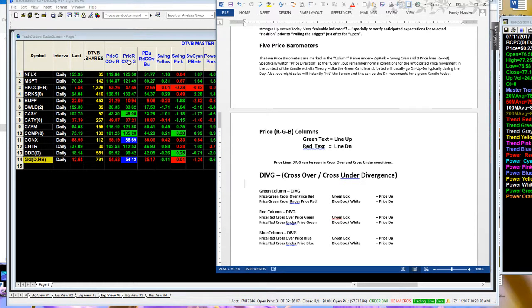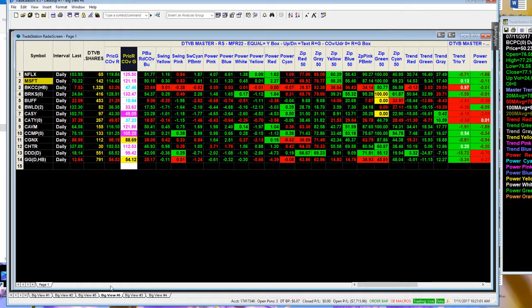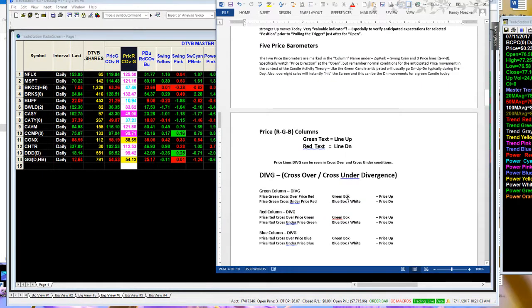The same is true with the price red column. When price red crosses over price green, you're in a green box. And when it crosses under, you're in a red box. On the blue column, it's a little bit different because blue is lowest, and I wanted you to think in up and down terms as I would naturally.